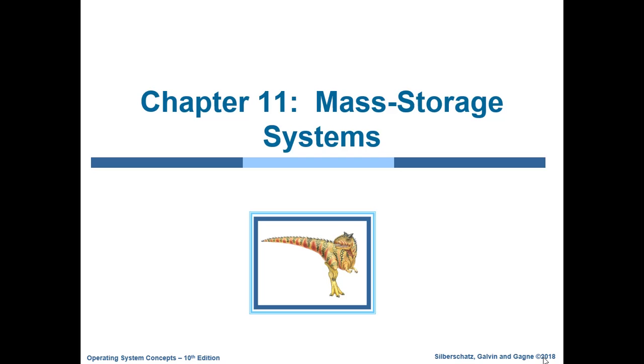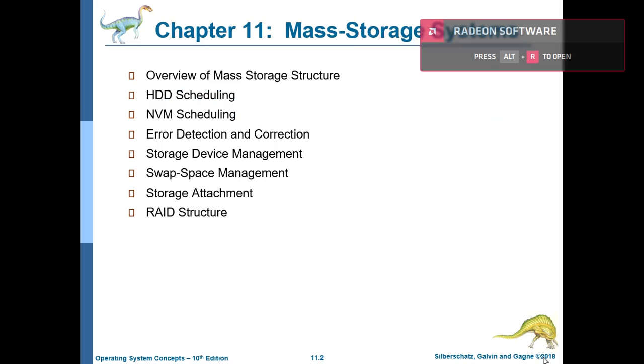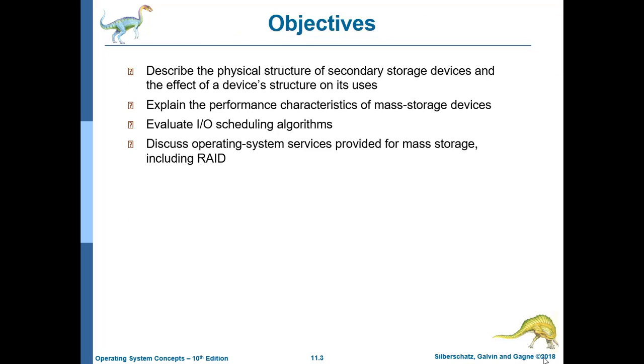So again, chapter 11 is all about mass storage systems. What are the contents of this chapter? These are the overview of mass storage structure, HDD or hard disk drive scheduling, NVM or non-volatile memory scheduling. Next, we have error detection and correction, storage device management, swap space management, storage attachment, and RAID structure.